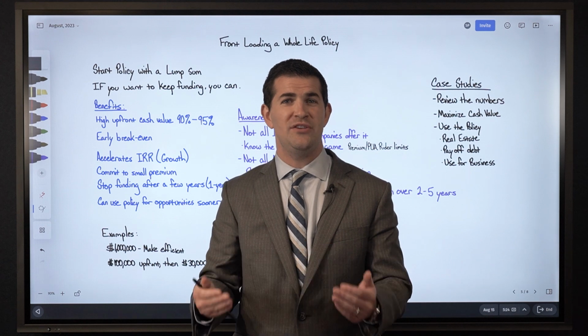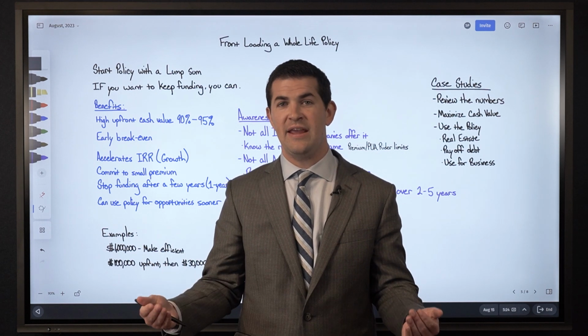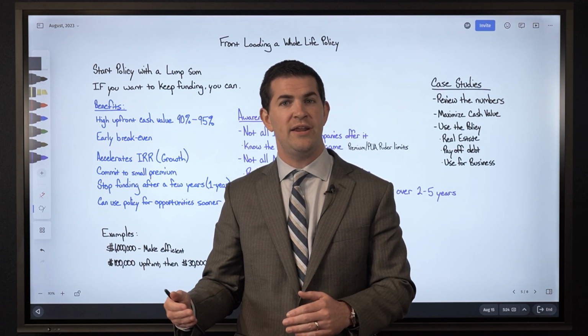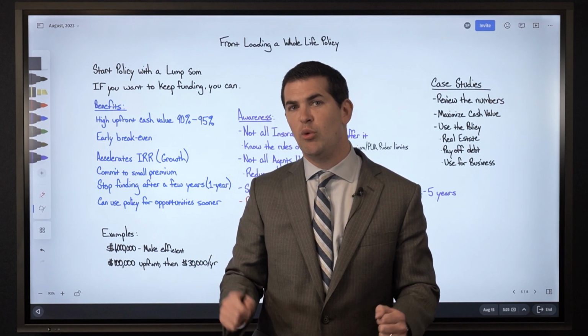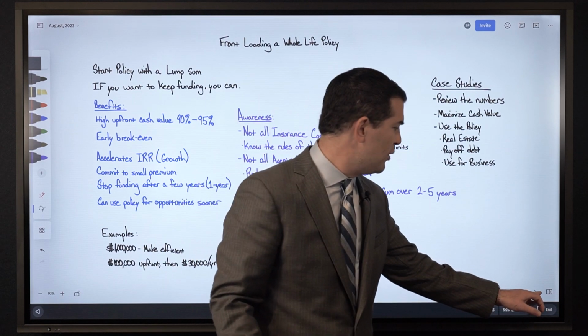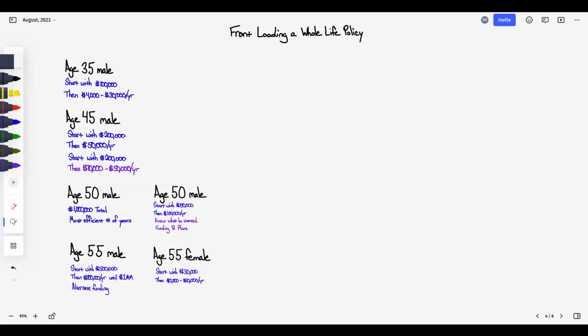All right, in today's video, we are going to look at a specific case study of an individual who's funding a whole life insurance policy with a lump sum of $1 million. What we're going to look at specifically is the most efficient way to get that money into his policy.